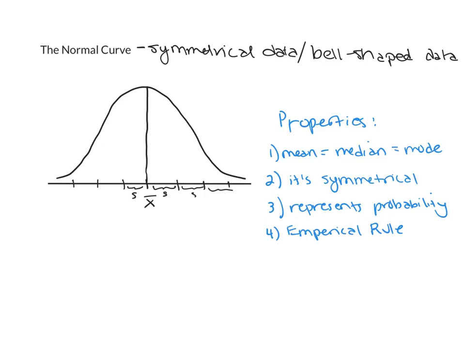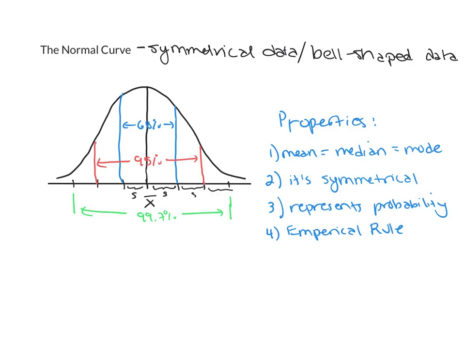The empirical rule says that if you go one standard deviation away from the mean, this will represent about 68% of all the data. If you were to go another standard deviation away, so 2 standard deviations away, this is going to represent 95% of all of the data. So 95% of all of the data is within 2 standard deviations of the mean. And if you were to go 3 standard deviations away, that's going to represent 99.7% of all of the data.